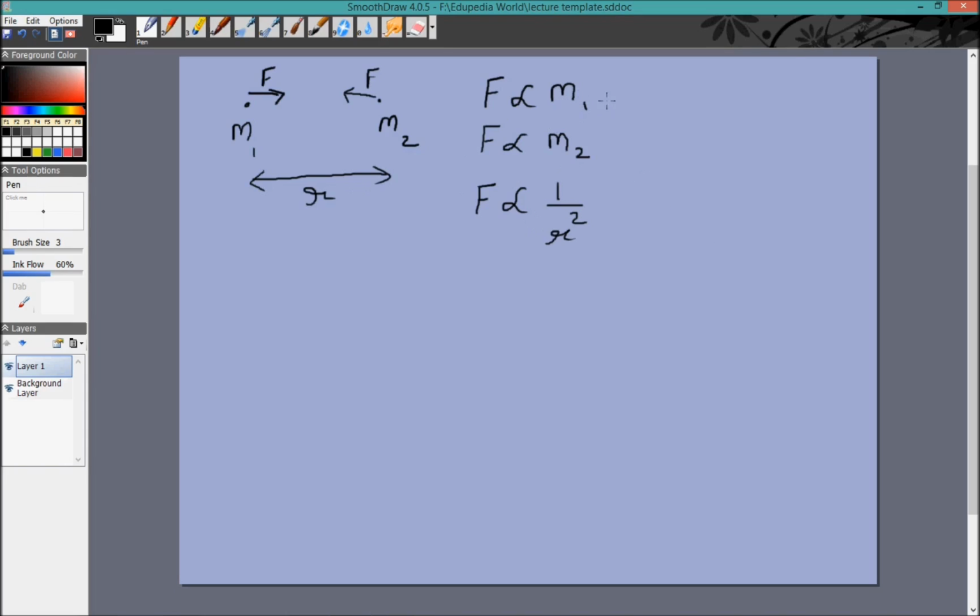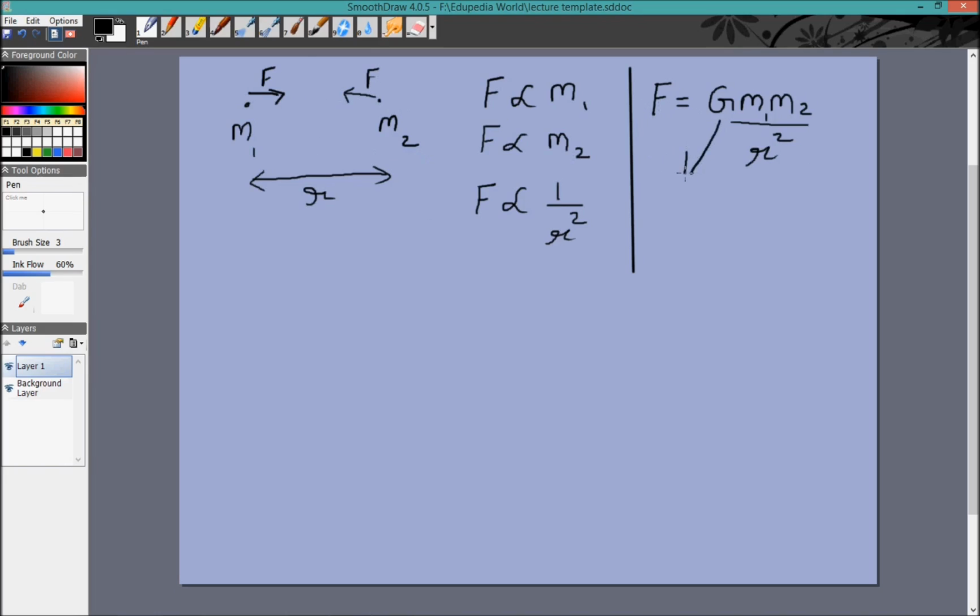These three statements can be combined into a single statement. F is equal to G m1 m2 by r square. m1 is the mass of the first object, m2 is the mass of the second object, r is the distance between the two objects. Remember, we are talking about distance between the two objects because right now we're only talking about particles, right? We're not talking about extended bodies.